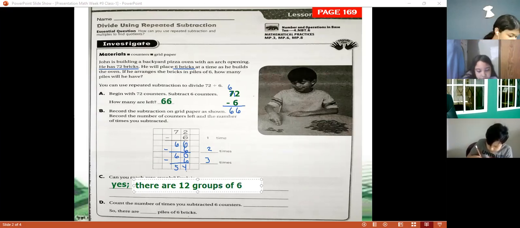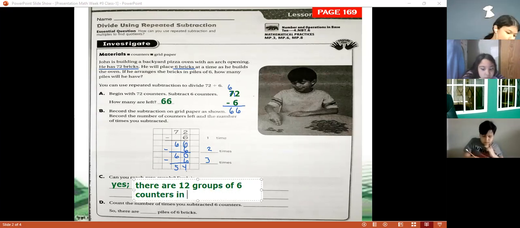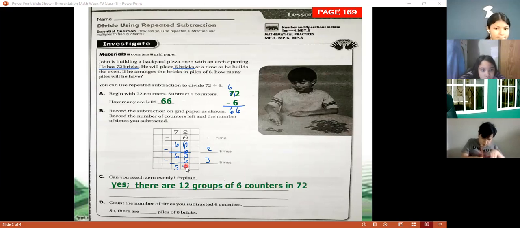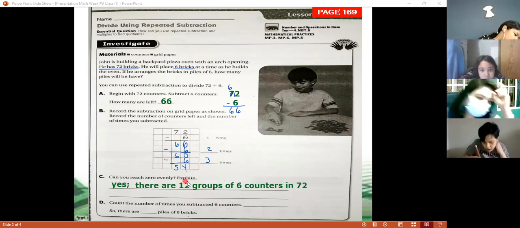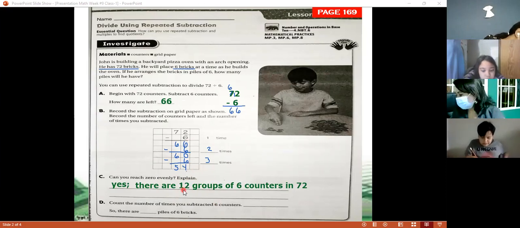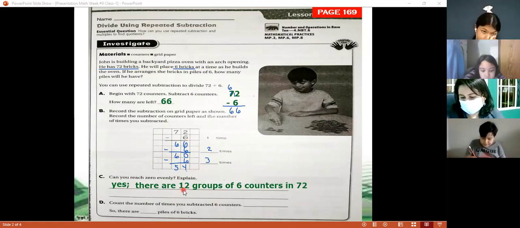Groups of 6 what? Well, in this case, they're using counters. Remember, counters can be different objects. So the 6 counters in 72. If we continue subtracting 54 minus 6, that is going to be the 4th time, and then we continue with the 5th, and so on, until we reach the 0. The 0 is going to be when we have 12 groups. So 12 times we need to subtract the 6 to get the 72 to 0.